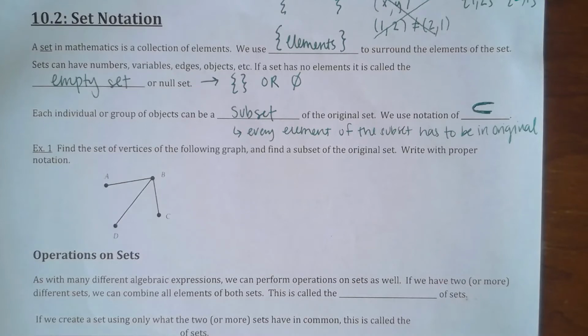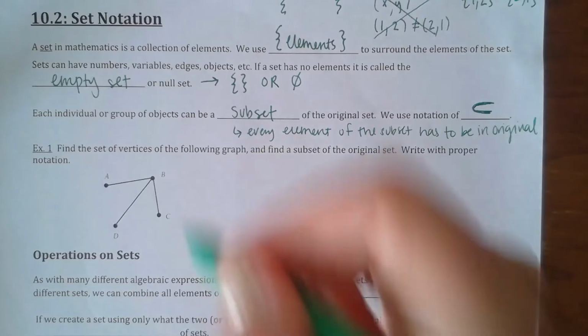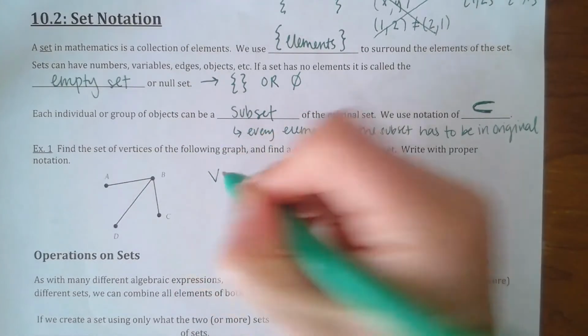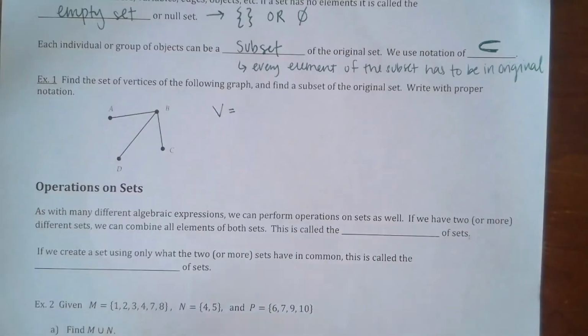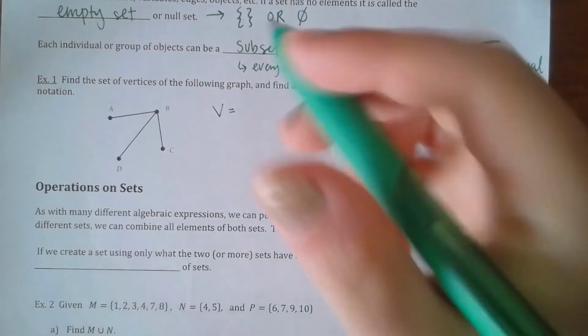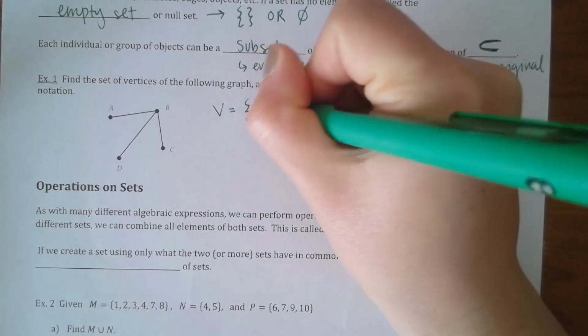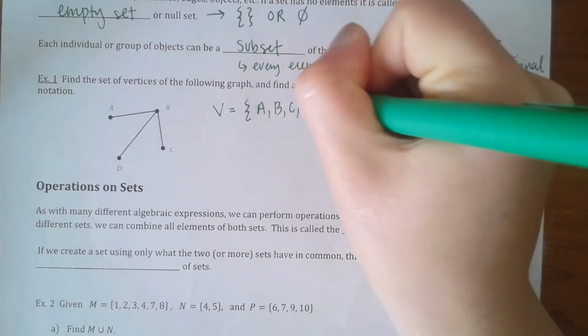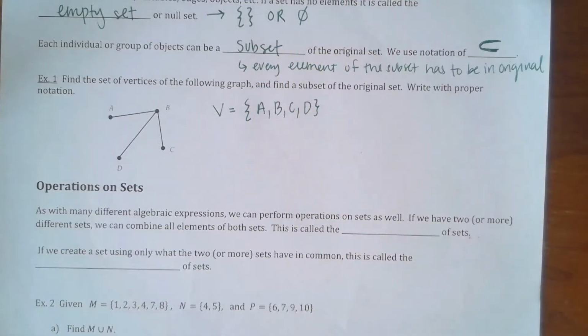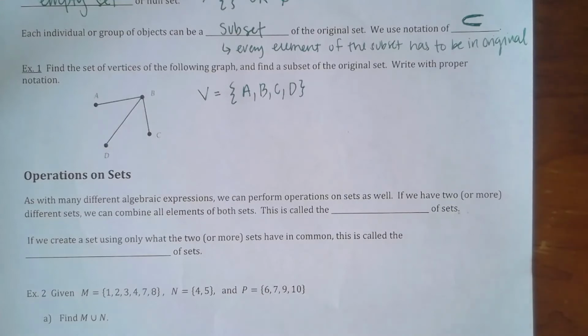So in this case, we're going to list out the vertices as a set of elements. I'm going to call it V for obvious reasons, for vertices. We have 4 different vertices. They can go in any order, but I'm going to list them in alphabetical order, but it doesn't really matter at all. So I'd be listing all the elements in this set separated by commas.